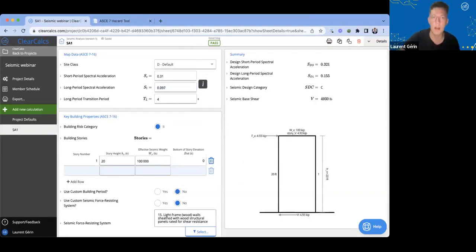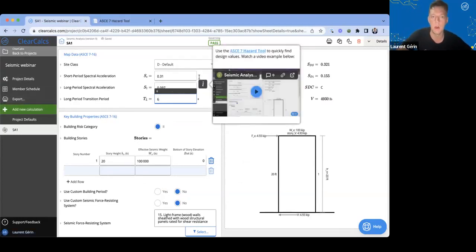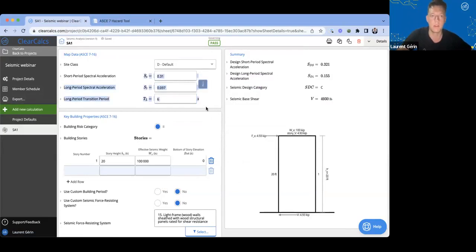So this is something that right now we're doing manually. Eventually in ClearCalcs, what we'd like to do is that the minute you put in your address and those project details, these will automatically populate. So if that's something that interests you, if this is something that you would see as a time saver, let us know, because it's something that we're really considering.